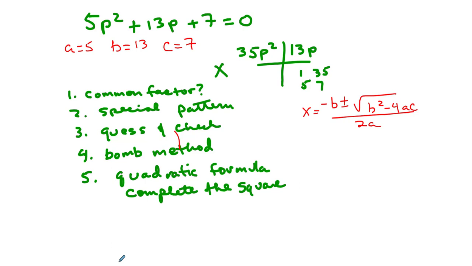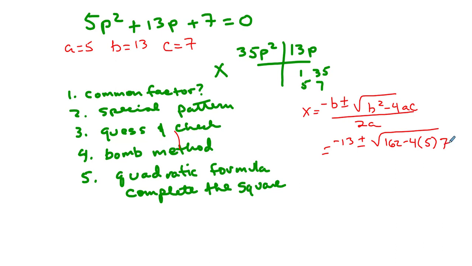So those are our a's and our b's and our c's, and all we have to do is plug it in. So x is equal to minus b, which is minus 13, plus or minus the square root of 13 squared, which is 169, minus 4 times a, which is 5, times c, which is 7.